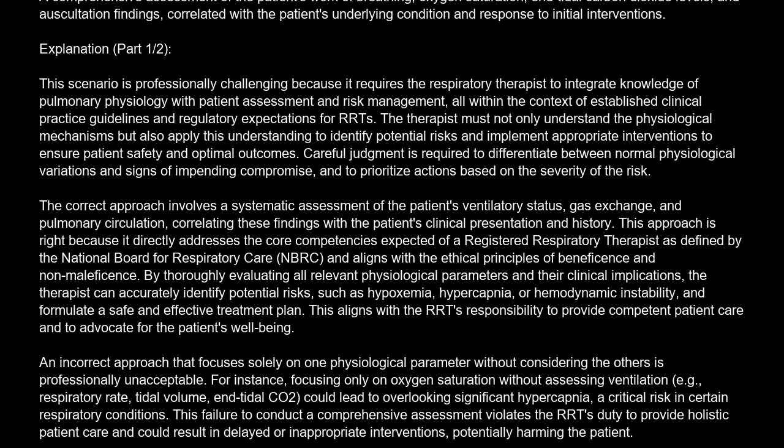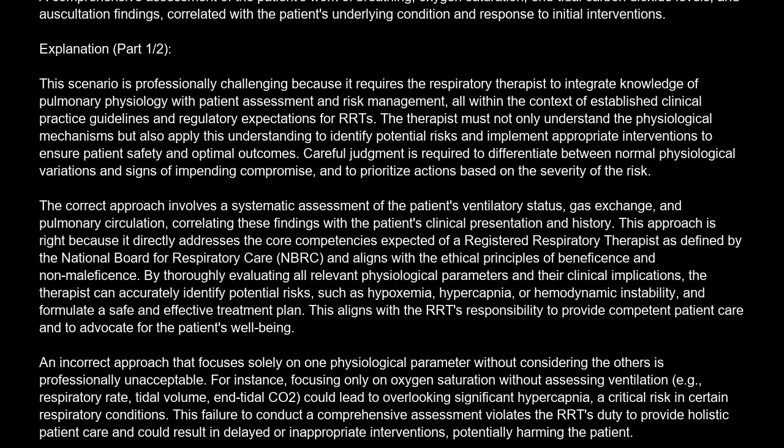Correct answer is C. A comprehensive assessment of the patient's work of breathing, oxygen saturation, end-tidal carbon dioxide levels, and auscultation findings, correlated with the patient's underlying condition and response to initial interventions. Explanation: This scenario is professionally challenging because it requires the respiratory therapist to integrate knowledge of pulmonary physiology with patient assessment and risk management, all within the context of established clinical practice guidelines and regulatory expectations for RRTs.